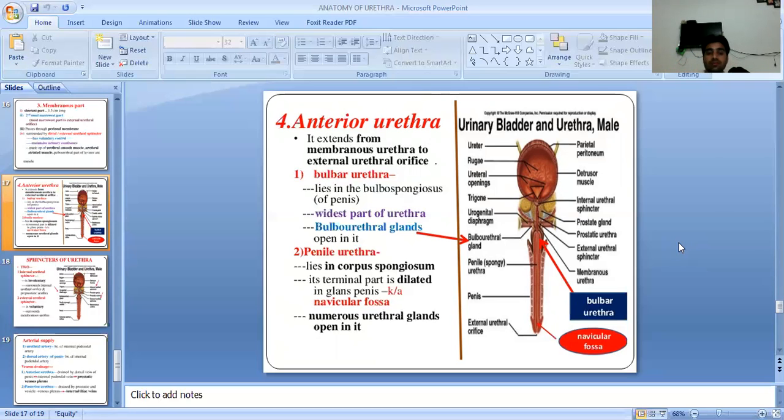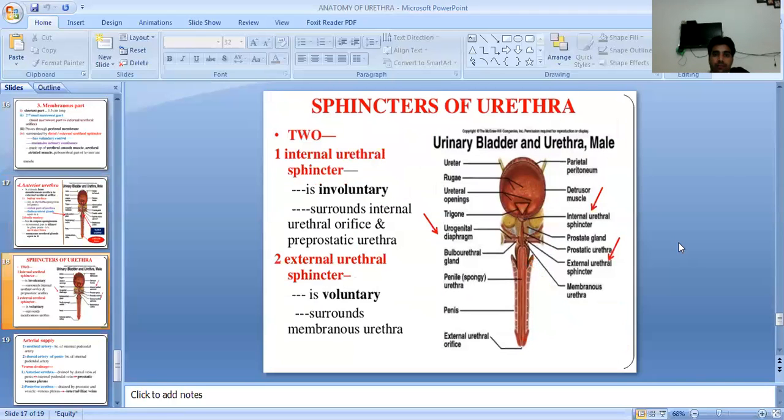Next is the penile urethra, which is lined by the corpus spongiosum. Its terminal part is dilated in the glans penis. It is called the navicular fossa. Numerous urethral glands open in it. In this picture, on the left side, as you can see, the urinary bladder and male urethra.